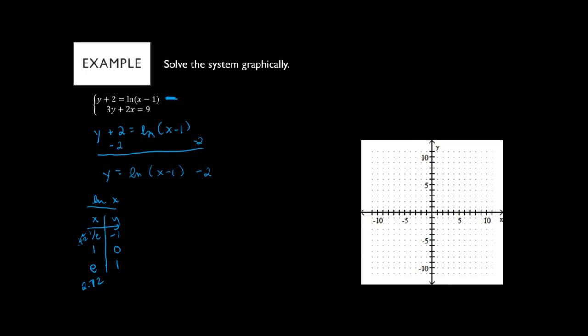And then we're having a transformation. The x minus 1 means we're adding 1 to x. So all of the x values get added by 1 because of the x minus 1. And then the minus 2 means we're subtracting 2 from y.